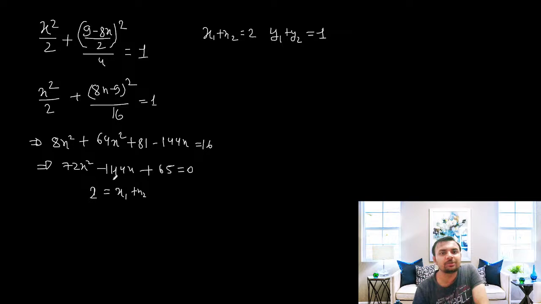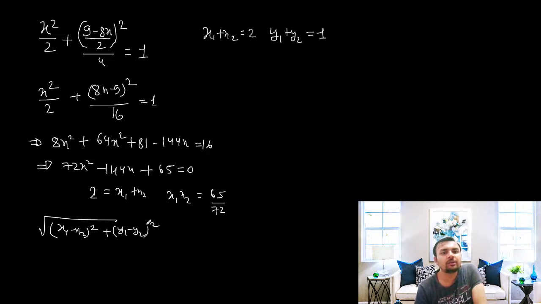x1 plus x2 is 2. Okay, that we are getting. And product of the roots x1 into x2 is 65 by 72. Okay, we have to find root under x1 minus x2 whole square plus y1 minus y2 whole square. Okay, so we can simply go with b square minus 4.